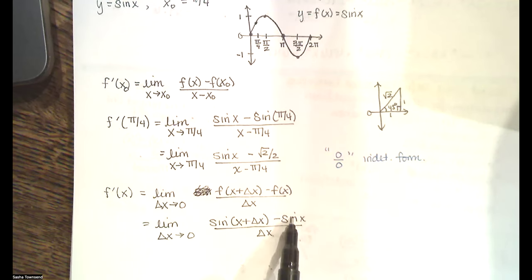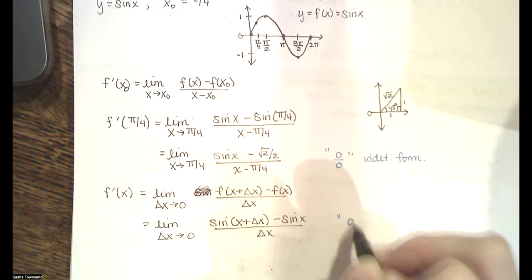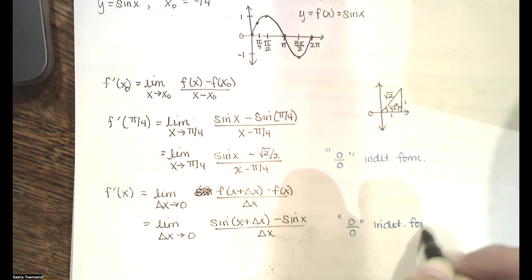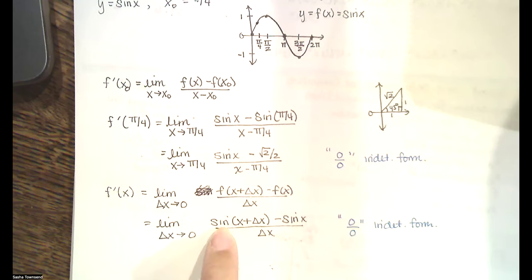And again, if we plug in delta x equals 0, we get sine of 0, or sine of x minus sine of x, which is 0 over 0. So this is another 0 over 0 indeterminate. Like, we're saying, how on earth can we evaluate this? Well, we can if we remember this formula for the sine of a plus b.